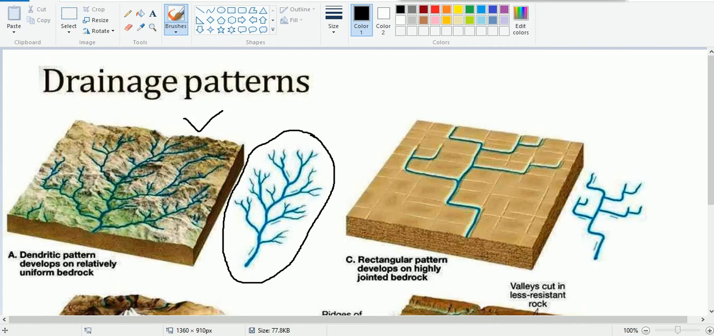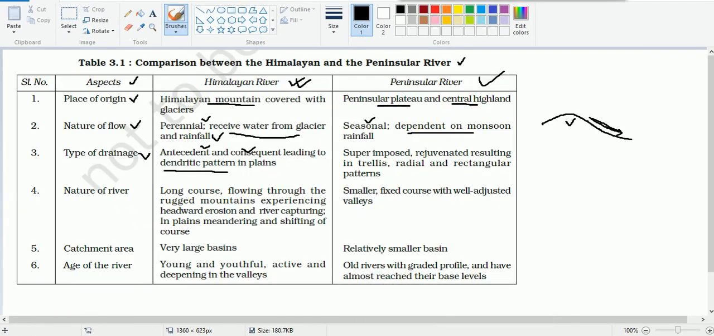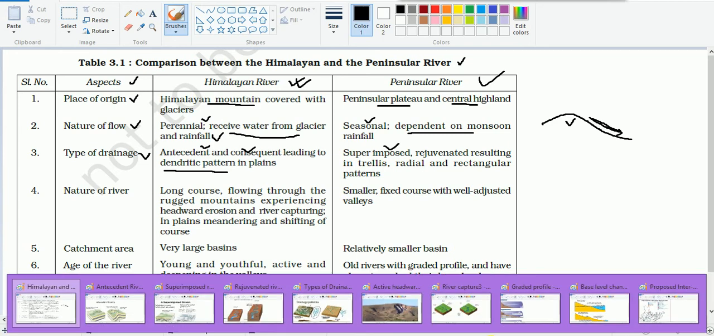Most of the Himalayan rivers form a dendritic pattern, whereas the Peninsular rivers are superimposed and rejuvenated, resulting in trellis, radial and rectangular patterns. So what do you mean by a superimposed river? For this I will show you this diagram here.